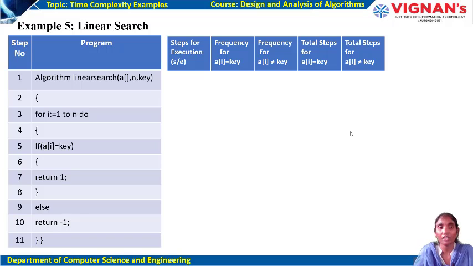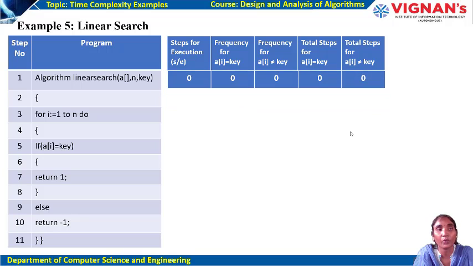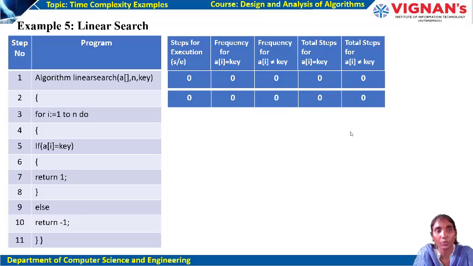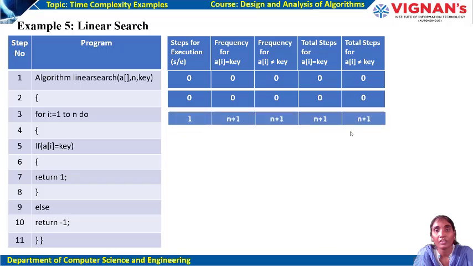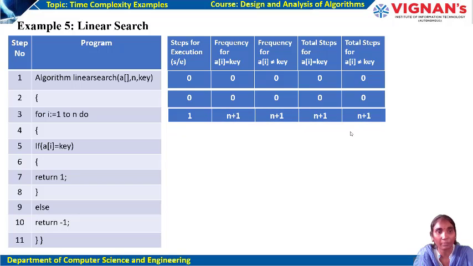Now initially the first line refers to the name. So for that steps is 0, so everything is 0. Now the next one is the open brace. For that also 0. Next, i is equal to 1 to n. How many number of times? Whether the condition is satisfied or not, I have to check this condition. So first of all, the for loop must be checked. So S by E is 1 and frequency is n plus 1.